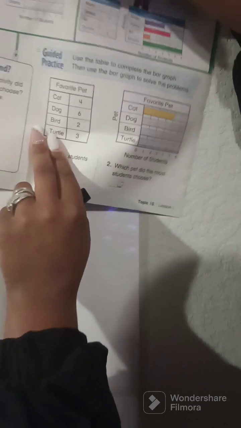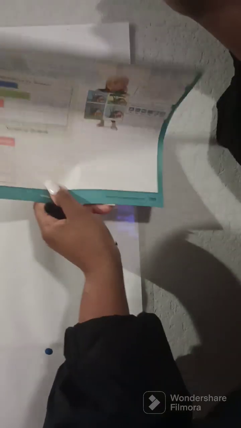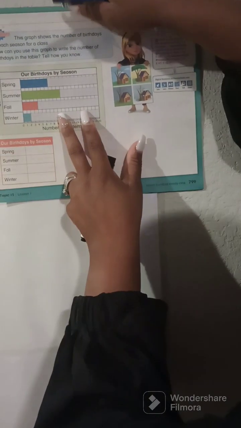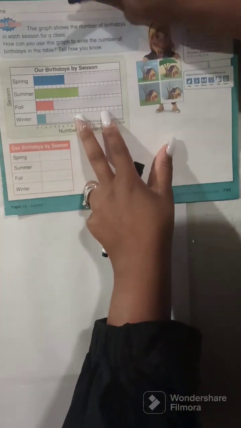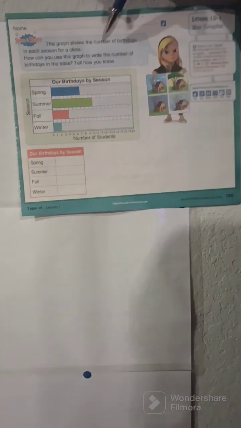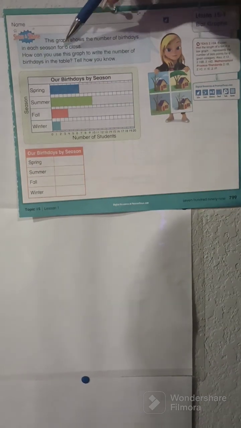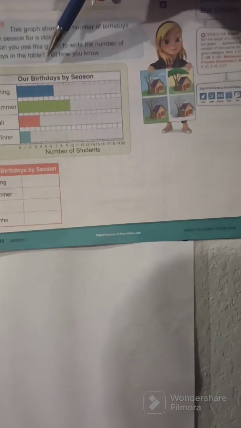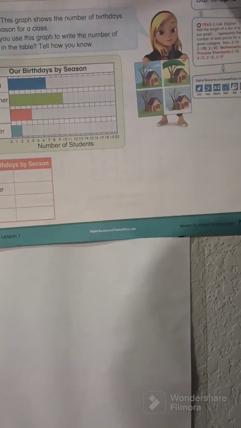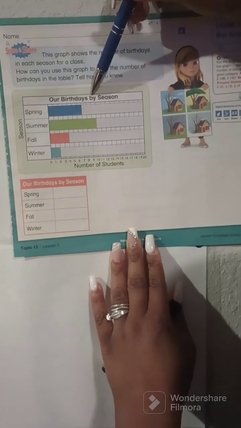Okay, class. Let's go ahead and turn to page 799. We're going to do this as a whole. It says this graph shows the number of birthdays in each season for a class. How can you use this graph to write the number of birthdays in the table? Tell how you know.